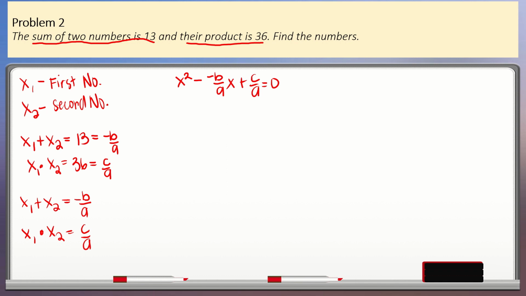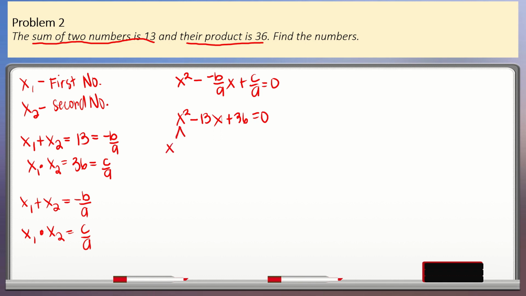So we know that negative b over a is 13. So we have x squared minus 13x. And we know that c over a is the product of the roots, which is 36, is equal to 0. Notice we now have a quadratic equation wherein we can now solve for the roots using the different techniques. For this case, I'm going to use factoring.